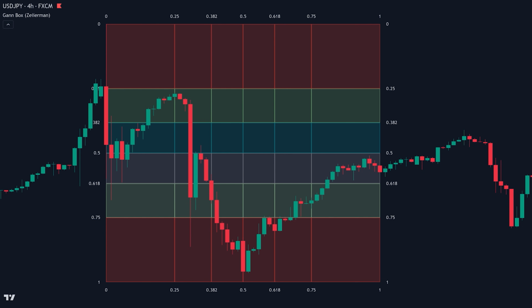Now let's quickly go over the key features of the Gann Box indicator. The Gann Box is the main feature of this indicator. It highlights key levels on the chart by identifying the highest and lowest points in the visible range. This helps you see potential support and resistance areas where the price might pause or reverse. Additionally, it includes Fibonacci labels, which mark important retracement levels. These levels are useful for identifying potential points where the market might change direction.